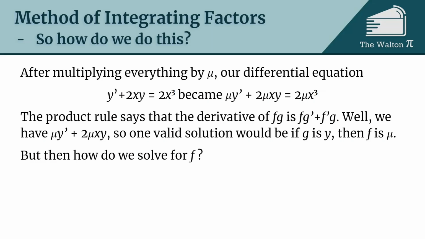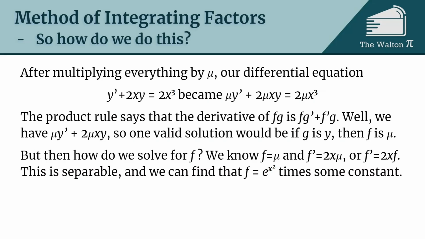So how do we then solve for f? Well, we know f is mu, and then f prime is going to have to be that 2 mu times x. So that means if we replace mu with f, we get f prime equals 2xf. Now hopefully you've seen this type of differential equation before. It's a separable differential equation, and when we solve it, we find that f is going to be e to the x squared times some constant.